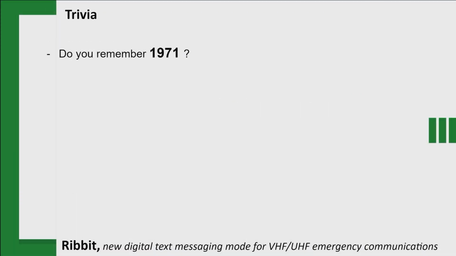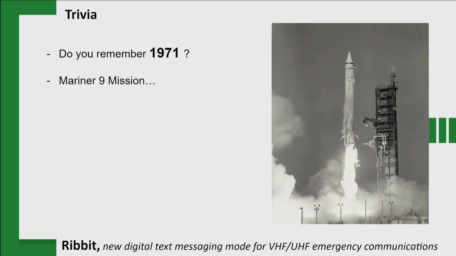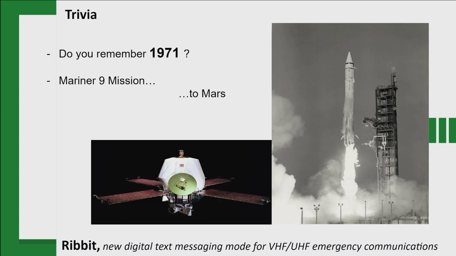And I'll start with a piece of trivia. Where were you in 1971? So 1971 was the Mariner 9 mission to Mars, and that's the lander that was sent that year. And you're going to say, what does it have to do with Ribbit? So stay with me until the end of the presentation, and then we'll answer that trivia question.